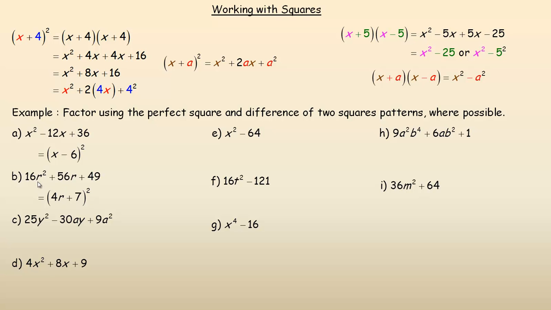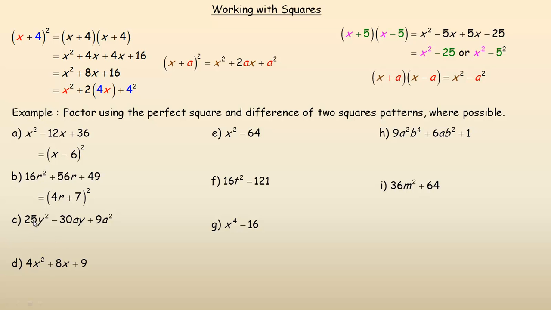4r squared is 16r squared. 7 squared is 49. Now if you multiply 4r by 7, that's 28r. And if you double 28r, you do get 56r. And so it checks. So that's how you can just make sure that it works.